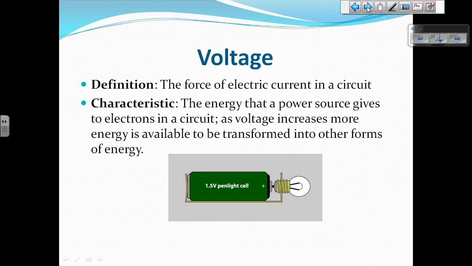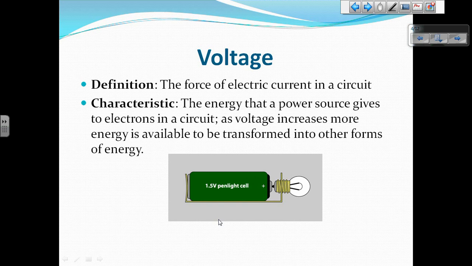Voltage. Now, how much force this electric current is flowing along that path is what we would call voltage. The energy that a power source gives electrons in a circuit is what we refer to as the voltage. As the voltage increases, then there's more energy available to be transformed into other forms of energy. And we've all looked at batteries and seen the number and then the V symbol behind it. So this would stand for 1.5 volts. And that is the amount of energy that's being provided into the circuit. With how much force is that current going to be pushed through that path? And that is what we refer to as voltage.